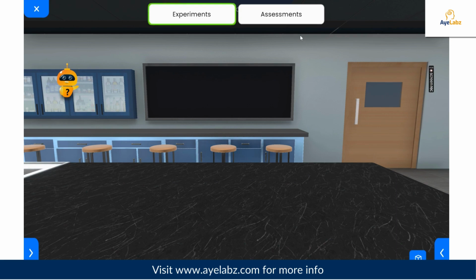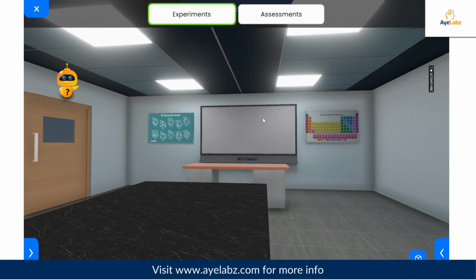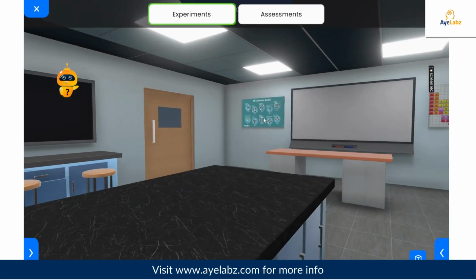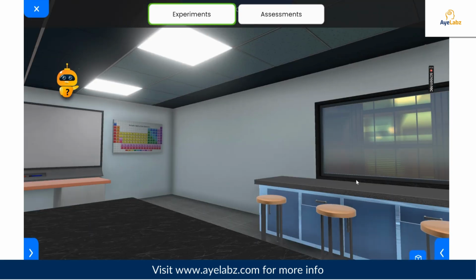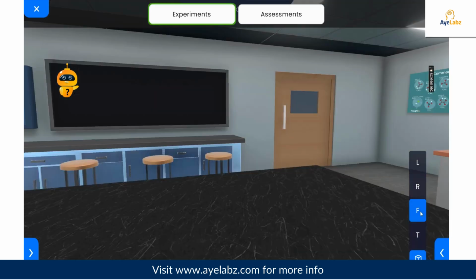Before getting into the concept, I would like to show you the 360-degree view of our chemistry lab. You can use your mouse cursor. By clicking, holding and dragging, you can view it from different angles, or else you can click on this bottom right button to view it from 4 different angles.